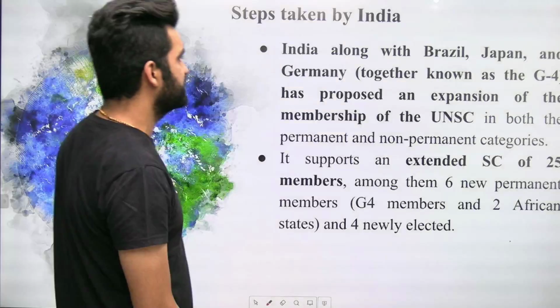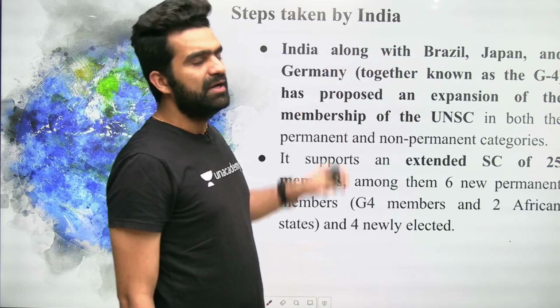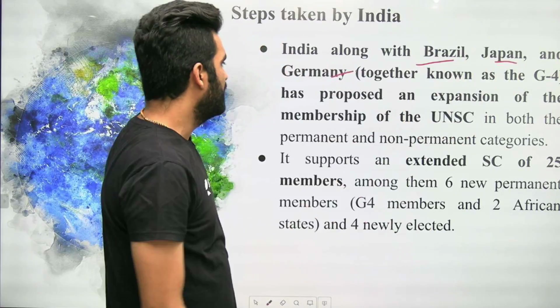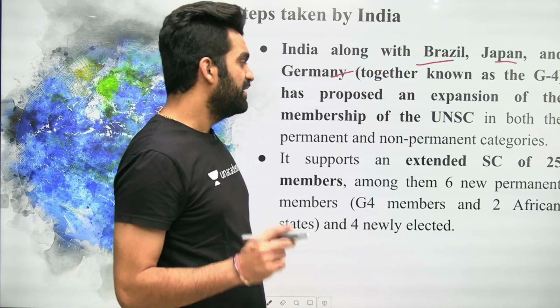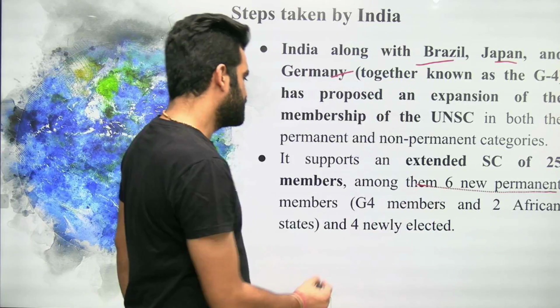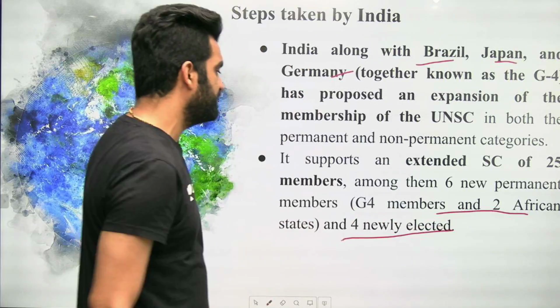Now, steps taken by India. India, along with three other countries, together called the G4, including India, Brazil, Japan, and Germany, has proposed an expansion of membership of UNSC in both the permanent and non-permanent categories. India supports an extended Security Council of 25 members, among them 6 new permanent members, the G4 members and 2 African states, and 4 newly elected ones, right?